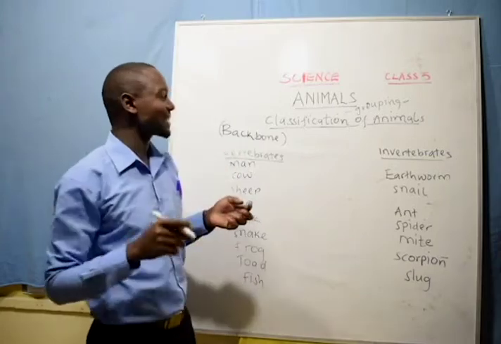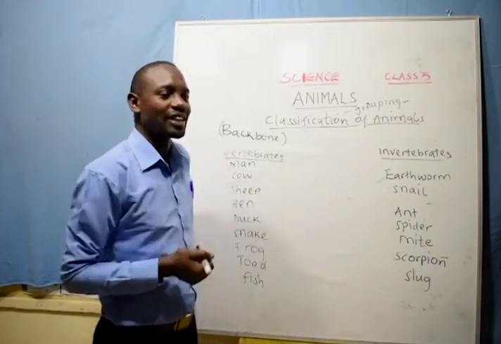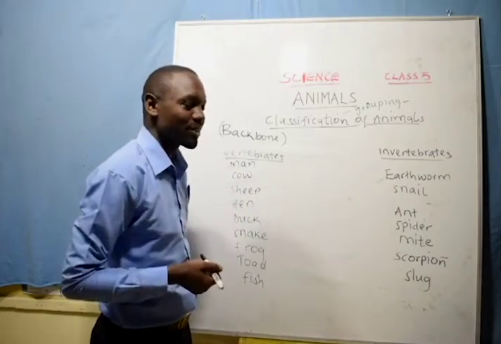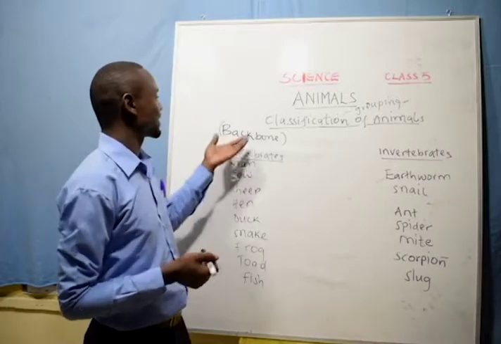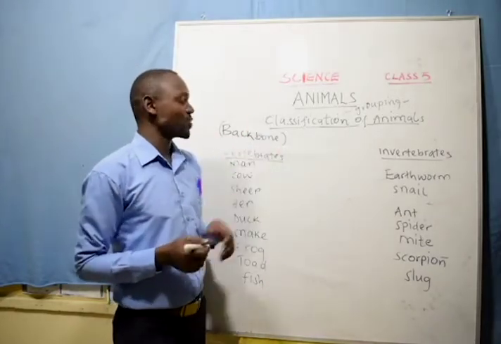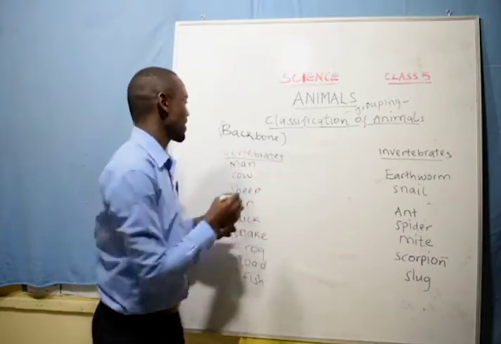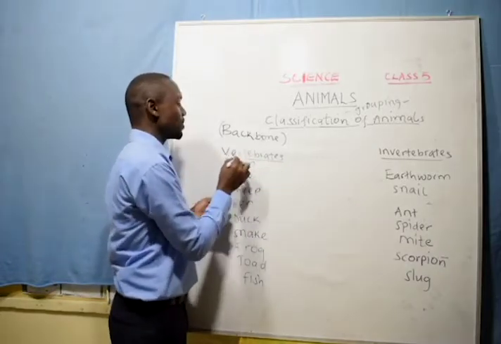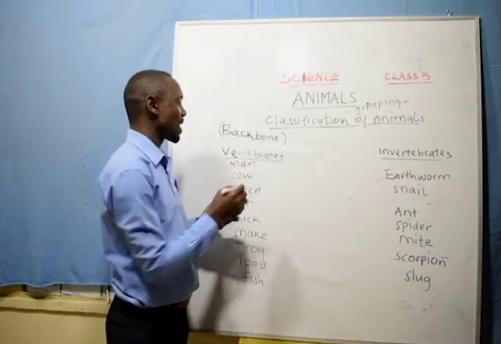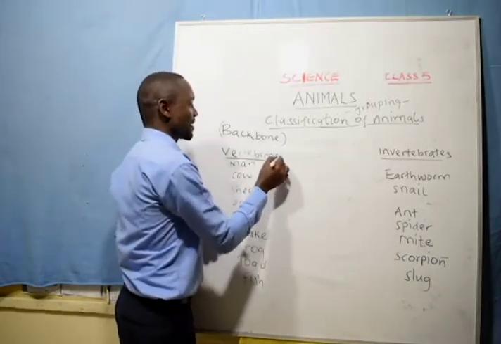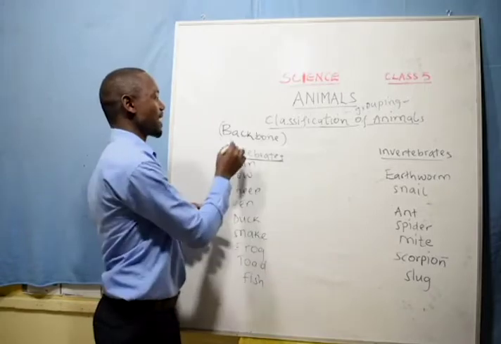For example, when you touch your back, you'll feel that bone that runs down to the leg. That is what we call the backbone. Animals with the backbone are called vertebrates. So these are animals with backbone.